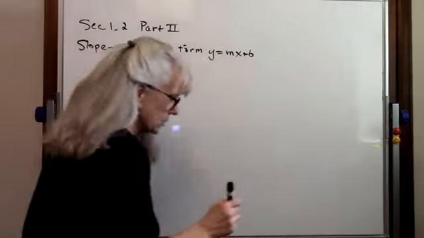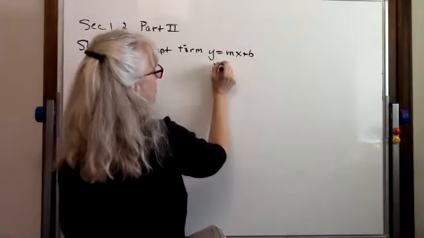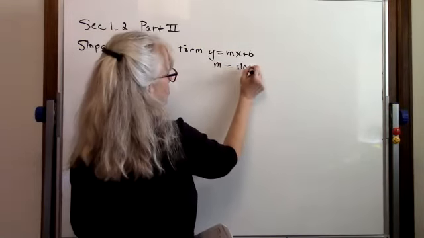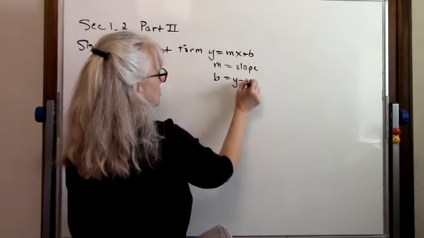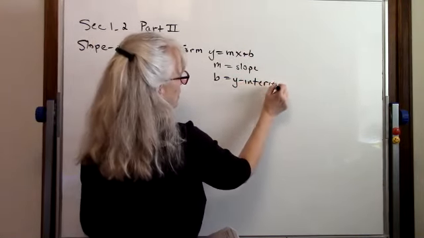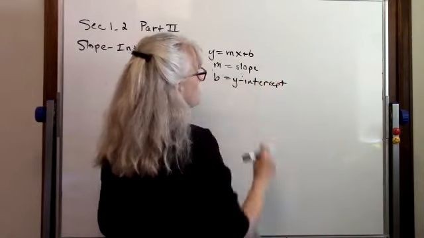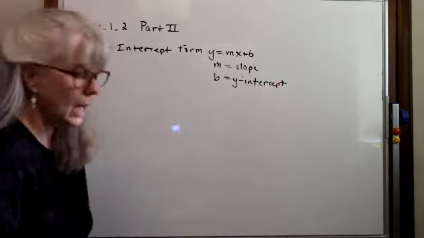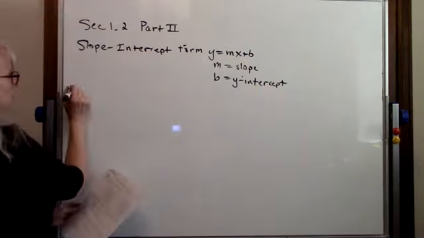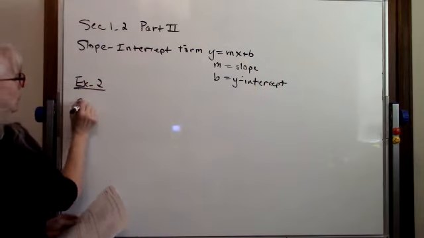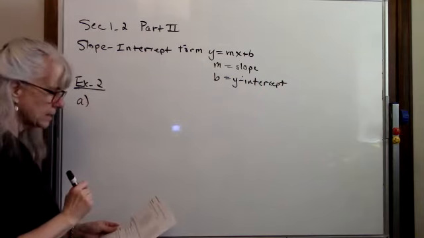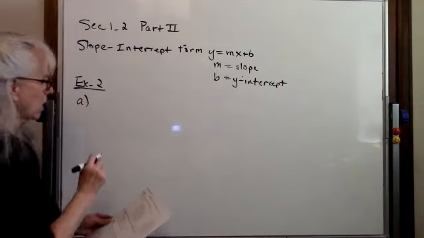And when you go to use this form, you're going to note that the m is your slope. That's the coefficient on x, and b is our y-intercept. And with those 2 pieces of information, you can graph a line. So our first example, this is example 2. The directions ask us to find the slope and the y-intercept and then graph the line.